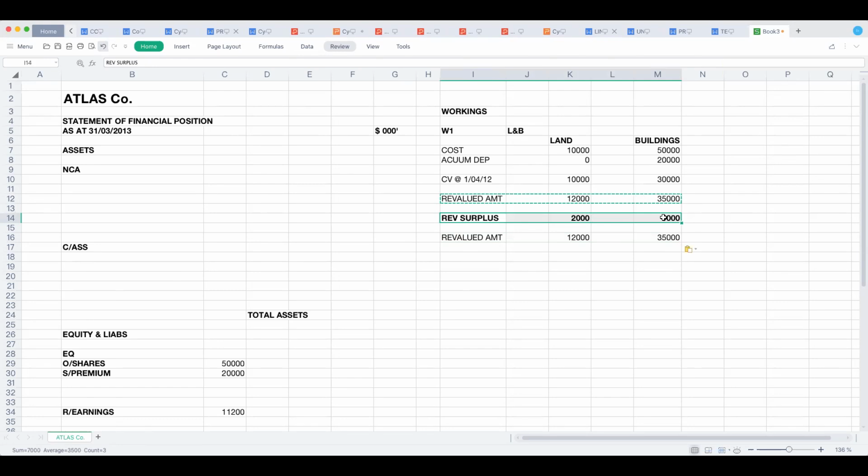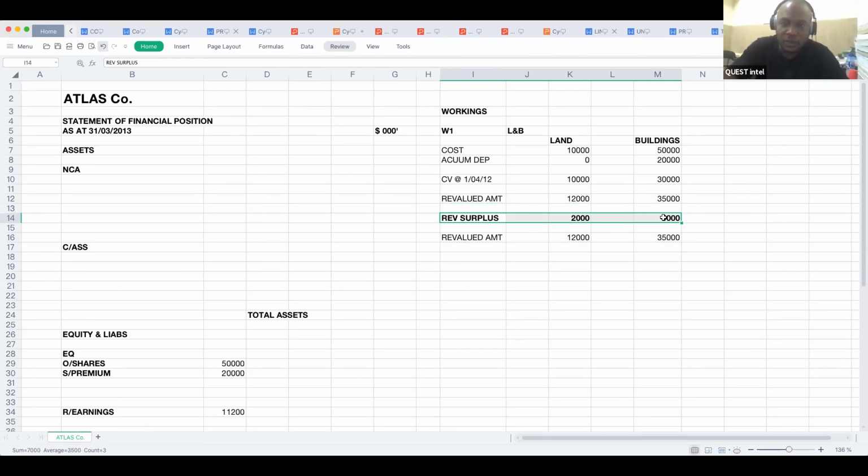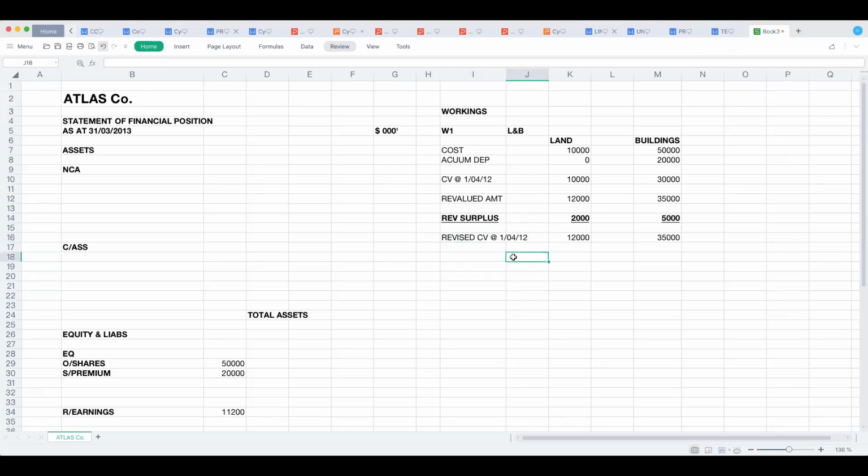So I want to change that carrying value now. I want to call it something else. Sorry, I want to change the revalued amount, because the revalued amount is now the revised carrying value at 1st April 12, right? Yeah. All right.